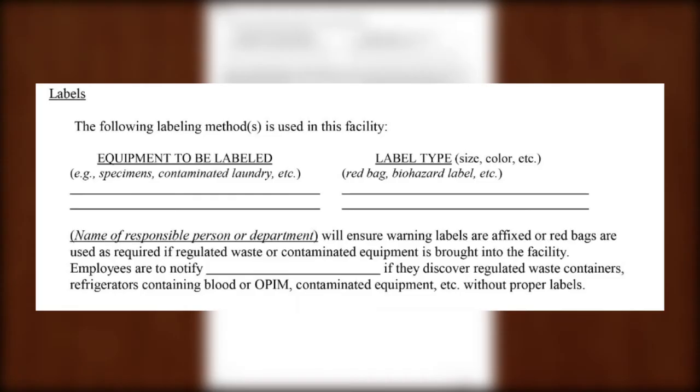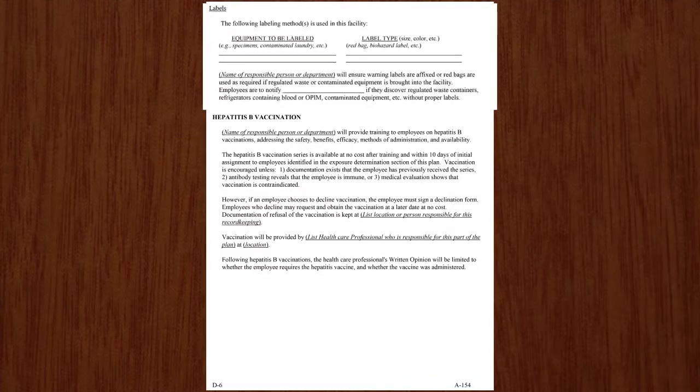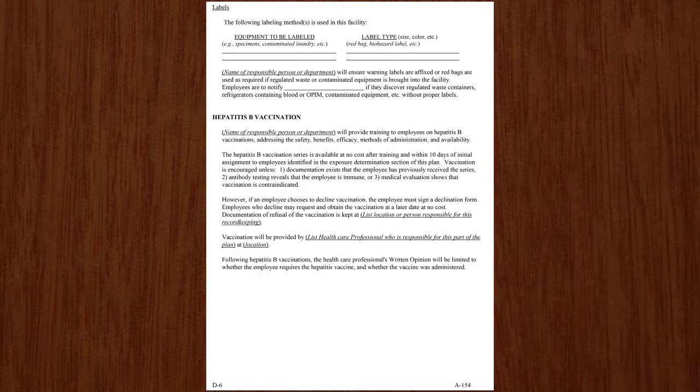For example, specimens and contaminated laundry. Contaminated laundry is handled differently than all your other laundry, especially in a hospital setting. So, you want to make sure that you have two clearly identified places of what goes where, so everyone is on the same page, and whoever is responsible for making sure that those things are done, so that if there is a problem, your written program clearly identifies who you need to talk with.